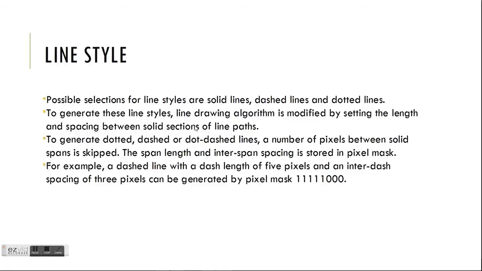Till now we have seen the color and width attribute of line. Now we will see more about style. Line can be styled in three ways, as solid, dashed, or dotted. When style is other than solid, we alter the line drawing algorithms by setting the length and spacing between the solid sections of line path. Here we can see an example of pixel mask which is generated for line with solid length of 5 pixels and spacing of 3 pixels.